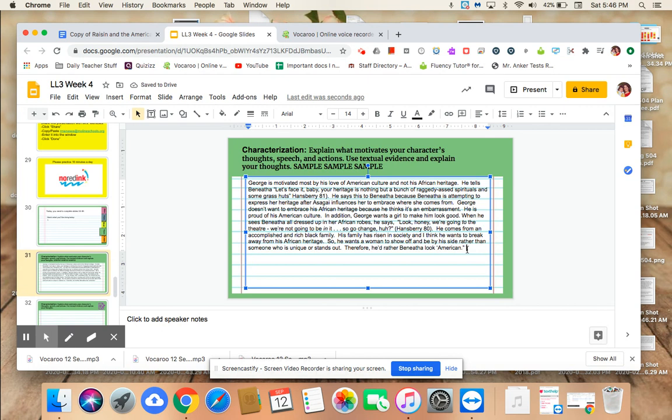So then the only thing I'm really missing in this paragraph is a concluding sentence, which should mimic this first sentence, right? I'm actually going to take it. I'm going to copy it. I'm going to paste it. And I'm just going to reword it. As you can see, American culture is very important to George, and George, who would rather not identify himself as an African.